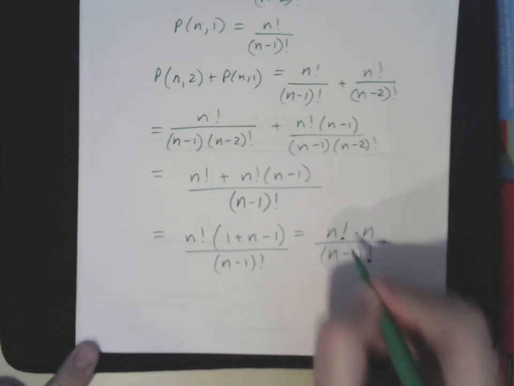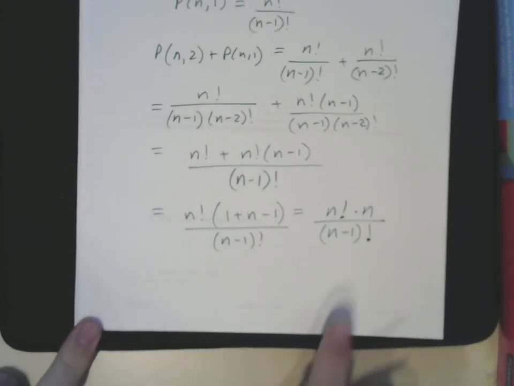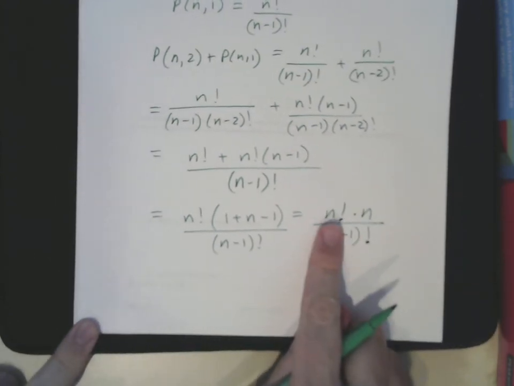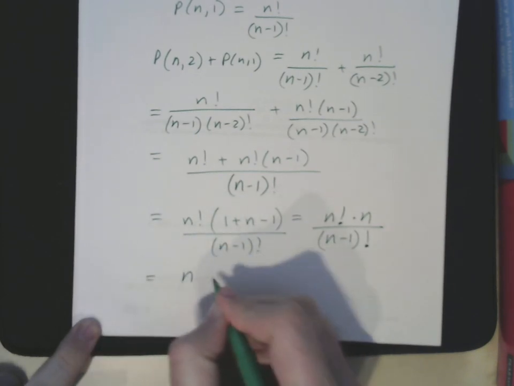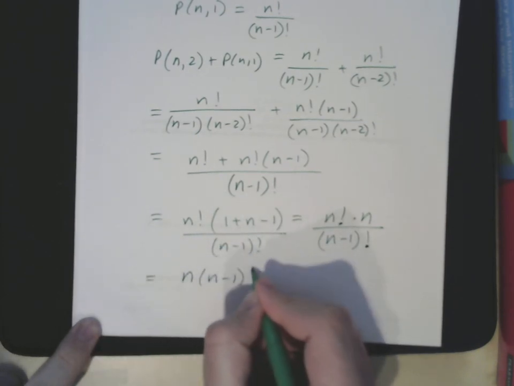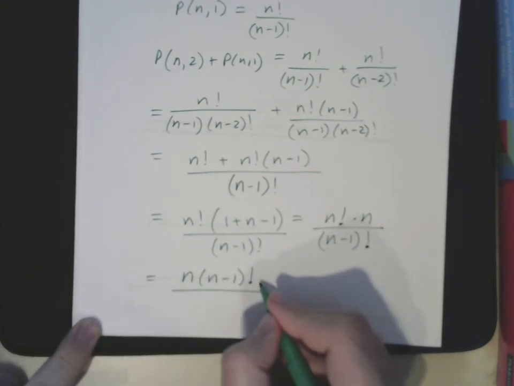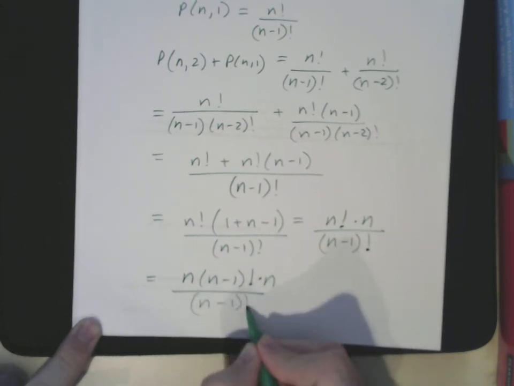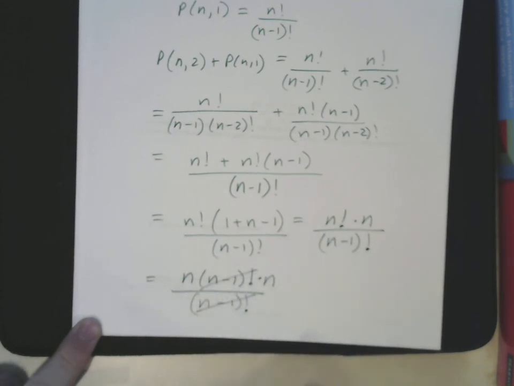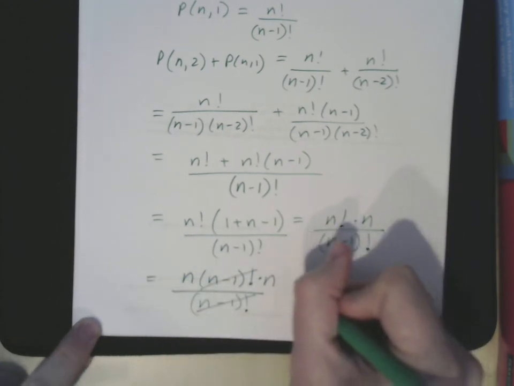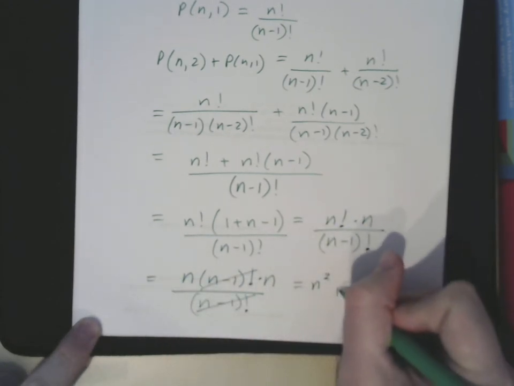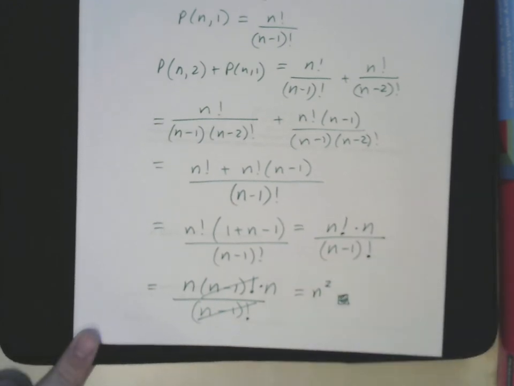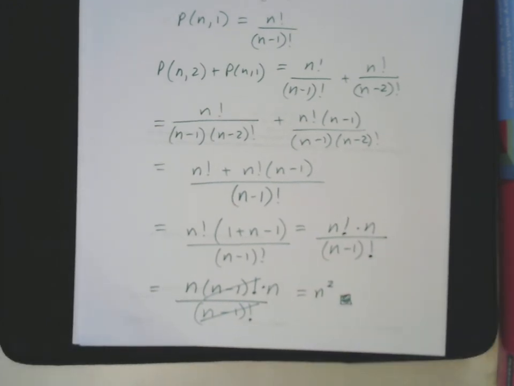And now we use our standard factorial simplification techniques. Try and eliminate this from the top. So n factorial is n times n minus 1 factorial, and then still times n over n minus 1 factorial. Well, those go away. N times n is n squared. And that's our proof. It's a simple constructive proof.